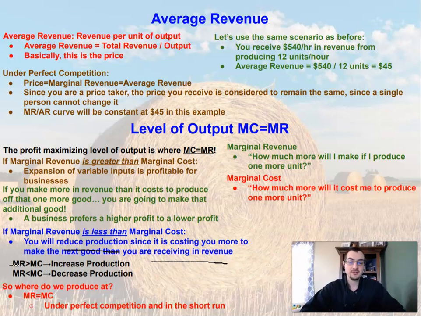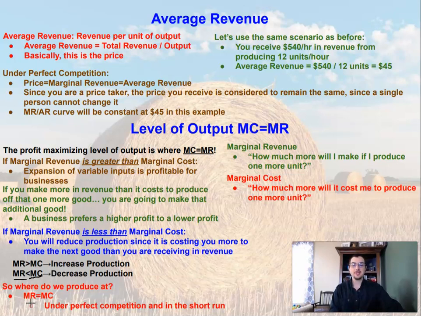So, a quick little snapshot here. If marginal revenue is greater than marginal cost, if you receive more off that one additional unit than what it's costing you, what are you going to do? You're going to increase production. Why? Because if you don't, you're leaving money on the table. You could increase your profit because you're receiving more than it's costing you to produce one more unit. On the other hand, if marginal revenue is less than marginal cost, you're actually going to decrease production, because you're receiving less than what it's costing you to produce one more unit. So if marginal revenue is greater than marginal cost, you're increasing production. If marginal revenue is less than marginal cost, you're going to decrease production.